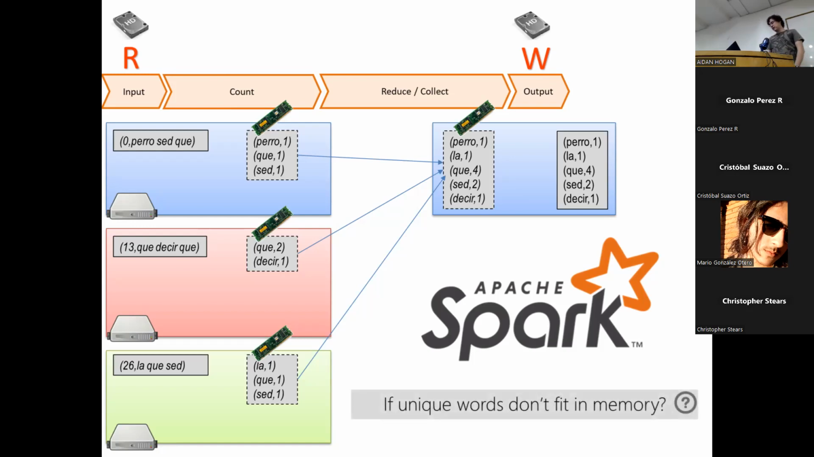What if the unique words don't fit in memory? Well, we'll come back to that. But essentially, the answer is that Spark can use the disk if it doesn't fit in memory.